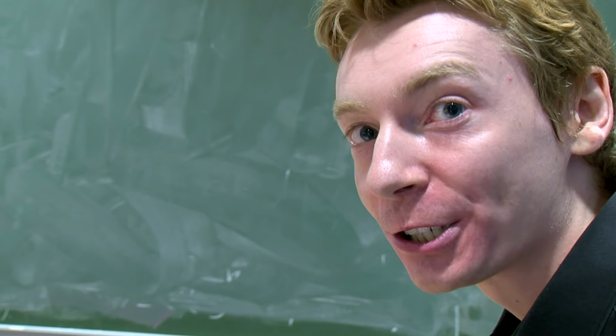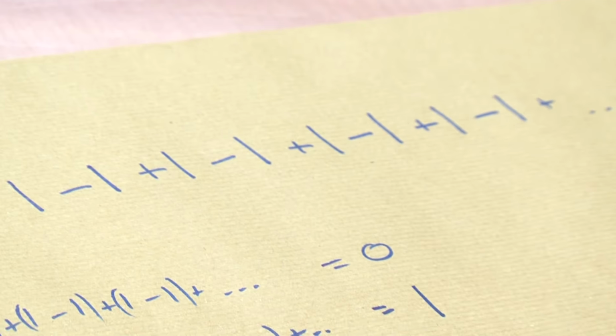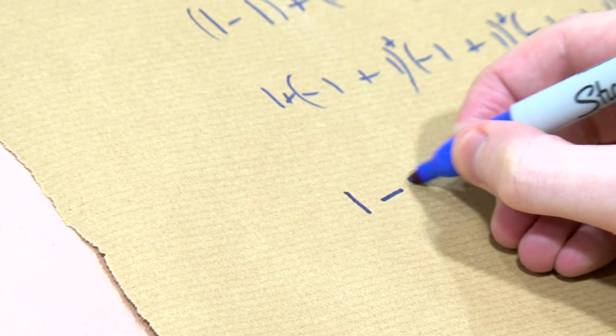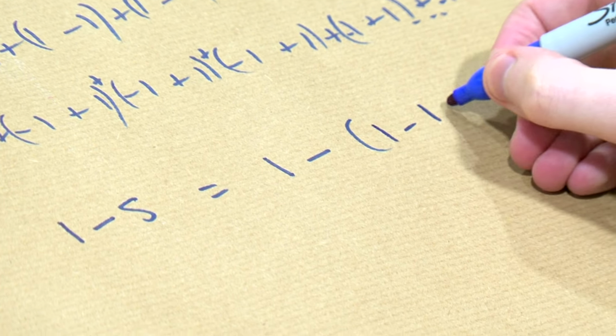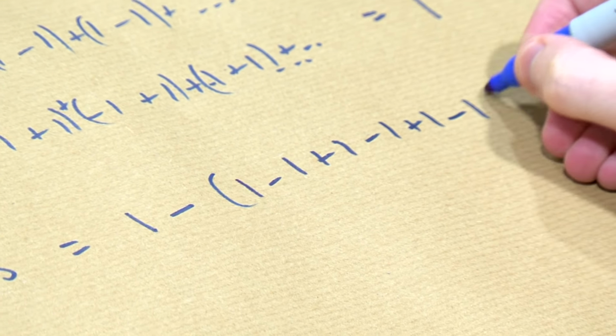There is a third answer as well, and this is the very weird one. Let's say it has a number, so let's call it s. We're going to try and find out what s is equal to. That's what we want to know. Let's do 1 minus s. So it's 1 minus this infinite sum. Let's write it out: 1 minus, plus 1 minus 1, plus 1 minus 1, plus, right.